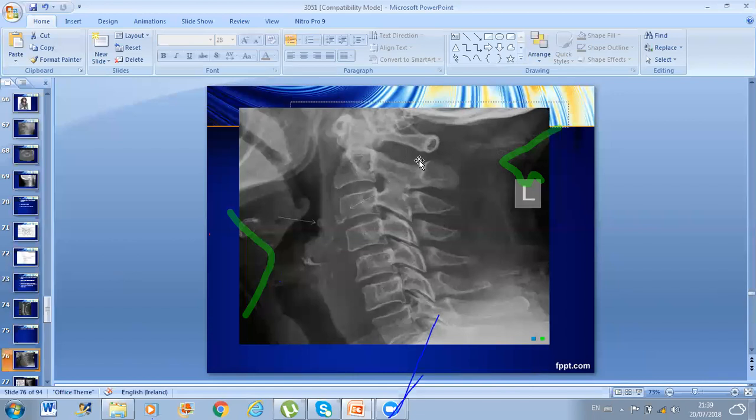By arrow, you can see it. What else can injure here? Sir, posterior longitudinal ligament. Yes, the posterior ligaments will be distracted. Okay, what is this usually called, by the way?